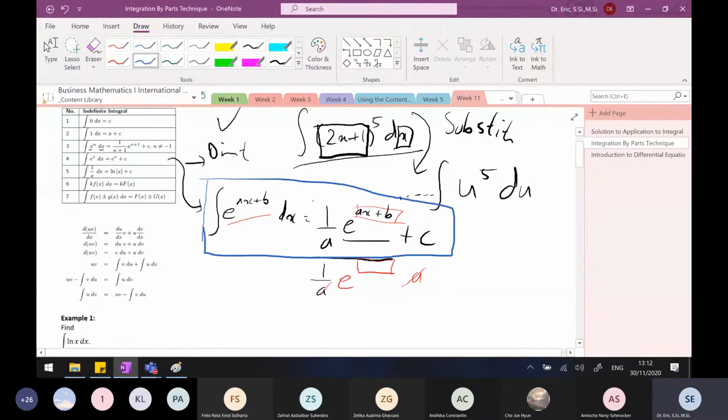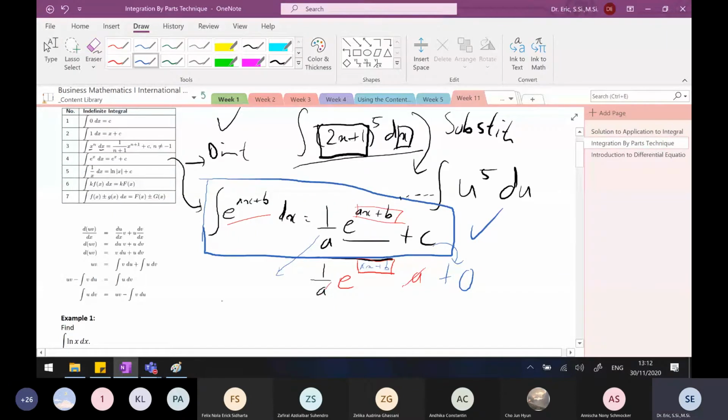Don't forget this is calculating the antiderivative. So when you wonder whether this formula is correct or not, you can just find the derivative of the right-hand side. The derivative of this is 1 over a, e to the power of ax plus b, times the derivative of ax plus b with respect to x, that is a. And plus 0, the constant's derivative is 0. And a cancels out, so I have e to the power of ax plus b. So this is a right formula.